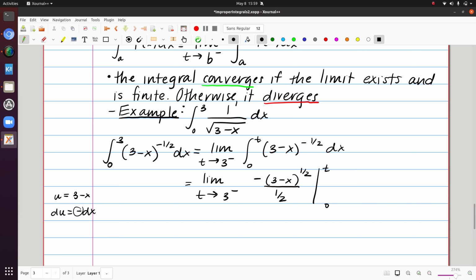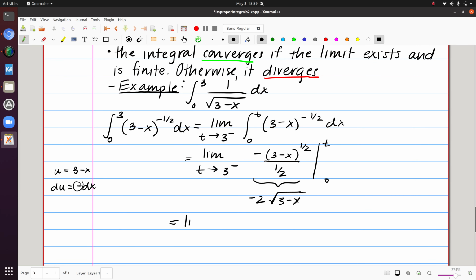So in this instance, I can write this maybe a little bit more clearly. This is just negative 2 square root of 3 minus x. I think that's a little bit easier to read. So here, when I take my limit, we don't encounter the same problem we did in the previous example. So plugging in my bounds, I'm going to get negative 2 square root of 3 minus t, minus a negative, so plus 2 square root of 3 minus 0.